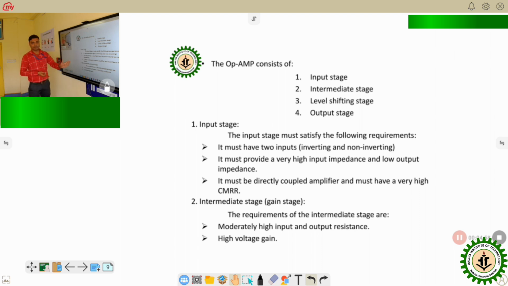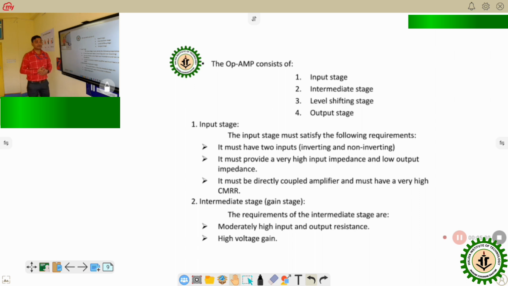The input stage must satisfy the following requirements: it must have two inputs, inverting and non-inverting. It must provide a very high input impedance and low output impedance. It must be a directly coupled amplifier and have a very high CMRR, common mode rejection ratio, abbreviated as CMRR.